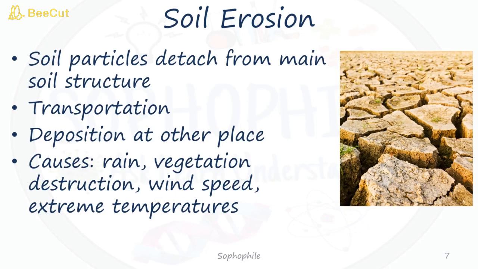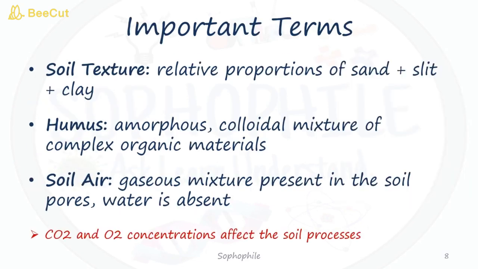So this is it. Then there are some important terms about soil. Soil texture is the relative proportion of sand, silt particles and clay. Then there is humus. It is an amorphous colloidal mixture of complex organic materials. Then soil air. It is the gaseous mixture present in the soil pores, and water is absent in soil air. And just for the sake of reference, carbon dioxide and oxygen concentration affect the soil processes.